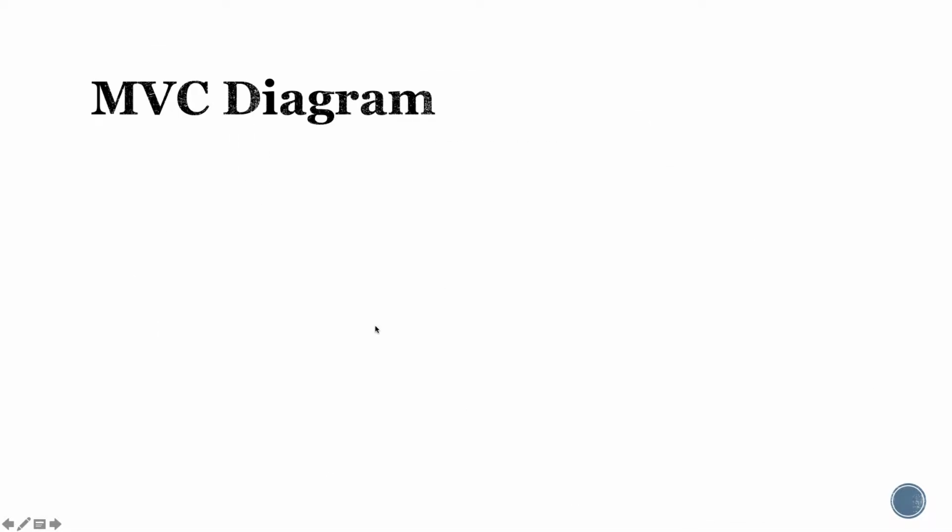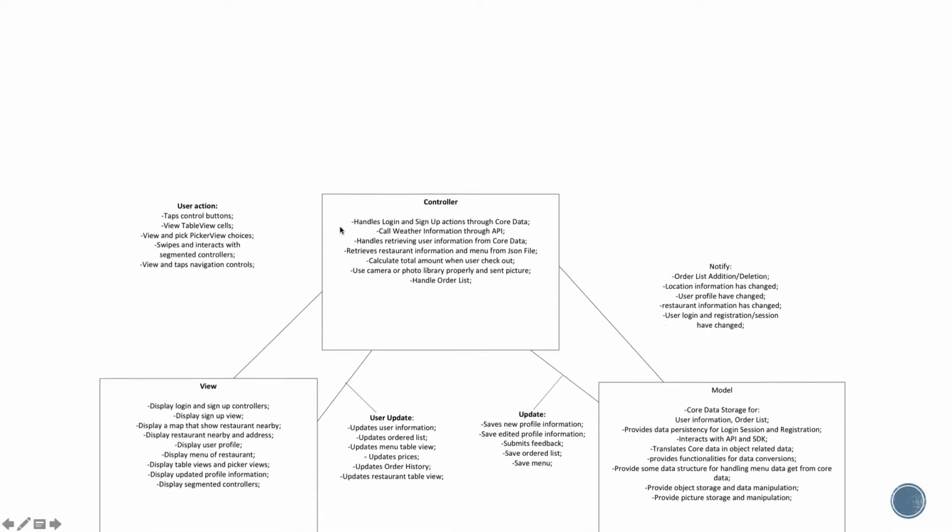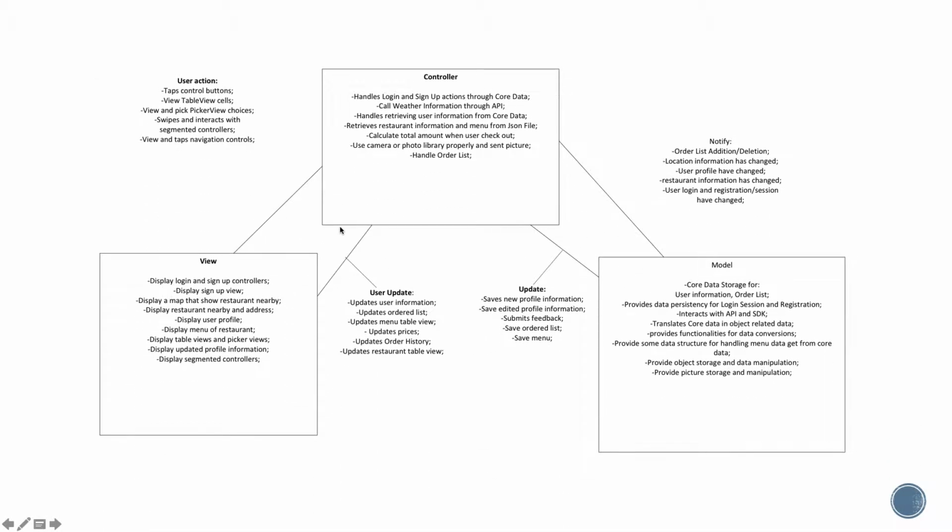Next one, I'm going to talk about the MVC diagram. I use MVC to design my project. So MVC is the most important part here. In the view, there's a lot of table views. So in the view, you will display a map and some table views and pickup views, and also will display some outlets like text fields or buttons there.